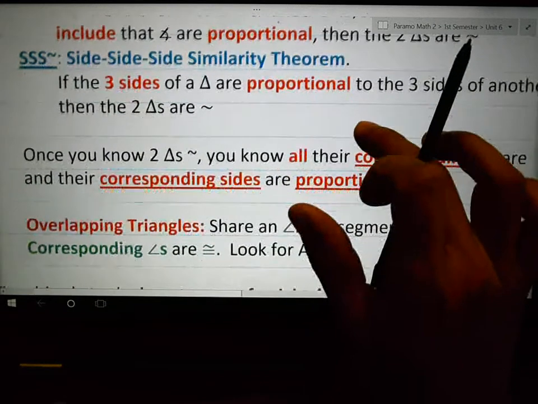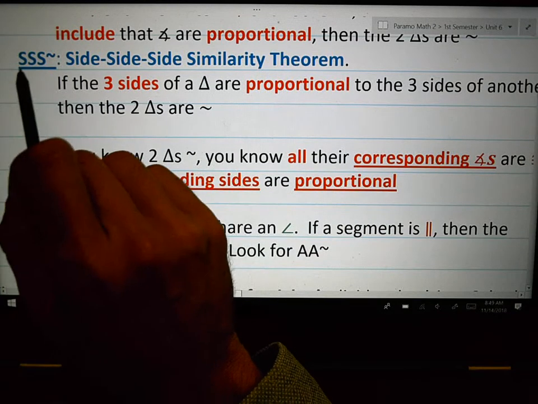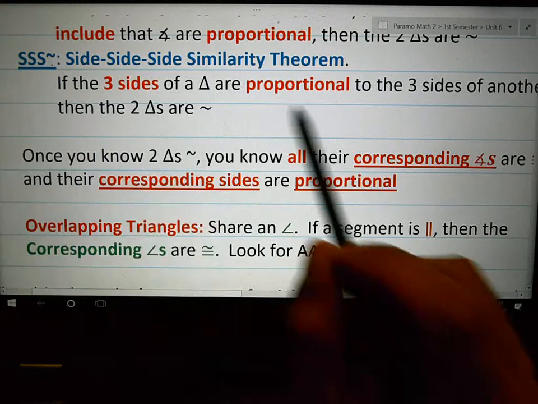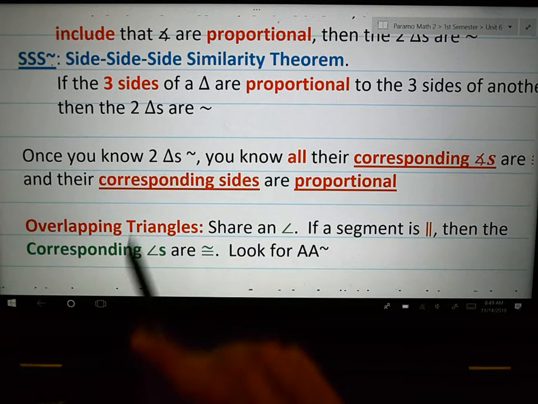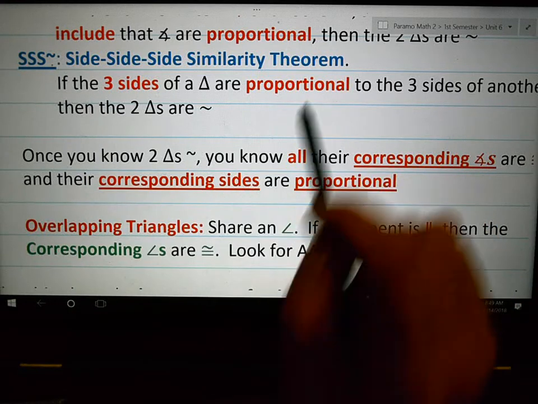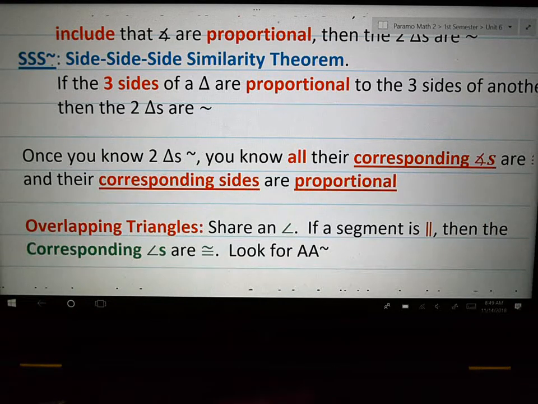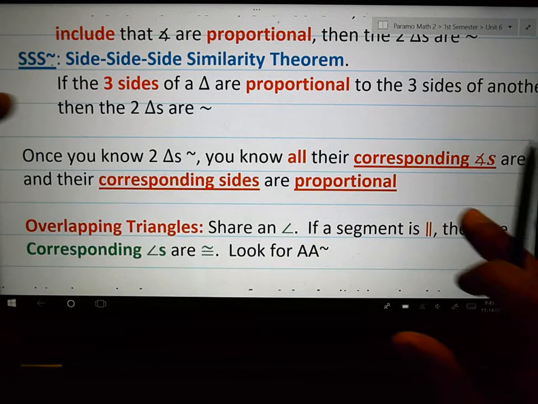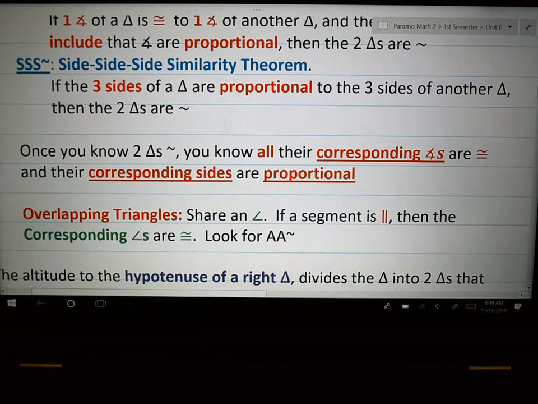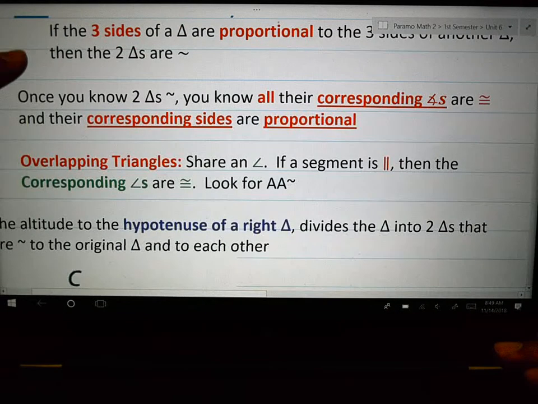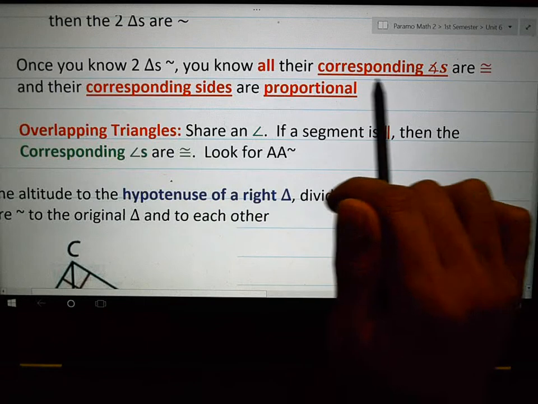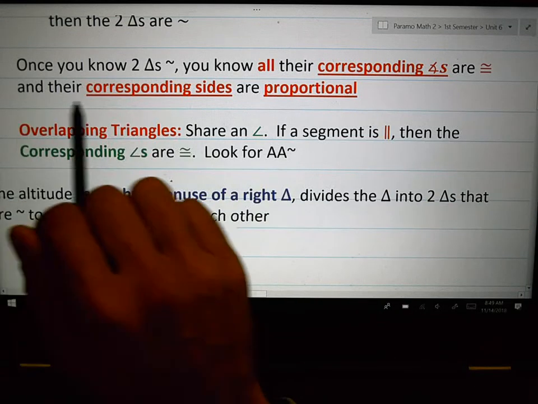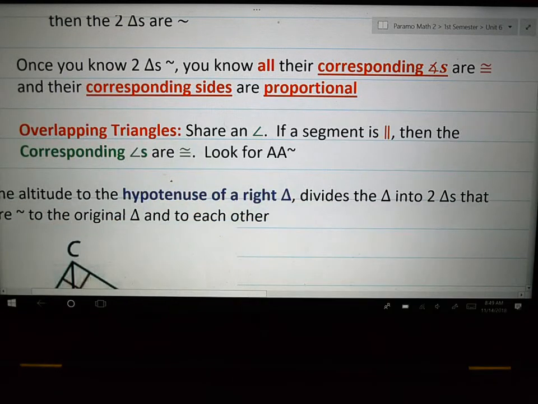The third reason is SSS Similarity. That doesn't prove congruency. It proves that they are proportional and or similar. The three sides have to be proportional. They should be fractions that are equal to each other or that reduce to the same amount. And that would make them similar. And why would we want to know this? Because once we know that two triangles are similar, we know that all their corresponding angles are congruent and all their corresponding sides are proportional.